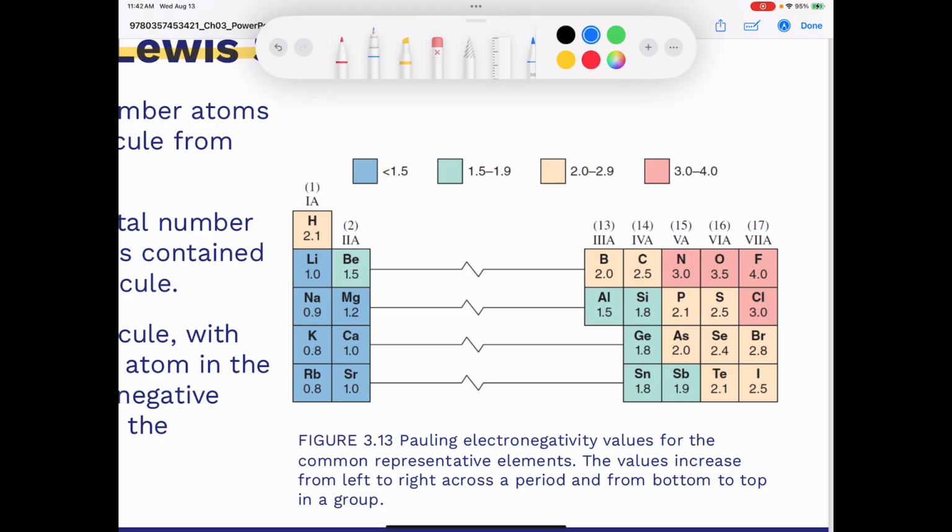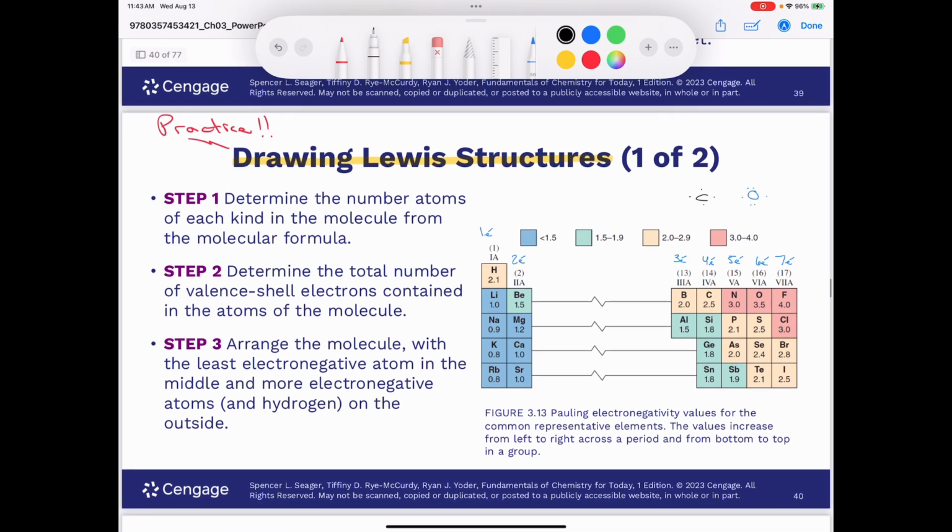Any element in group number 1 is going to have 1 valence electron. Anything in group 2 is going to have 2 valence electrons. Anything in group 13, you guessed it, 3, then 4 electrons, 5 electrons, 6 electrons, and 7 electrons. So if you wanted to draw the Lewis structure of oxygen, for example, it has 6 valence electrons, so 1, 2, 3, 4, 5, 6. If you wanted to draw the Lewis structure of carbon, it has 4 valence electrons, so you'd put 1, 2, 3, 4, like this. Okay, so that's pretty straightforward.